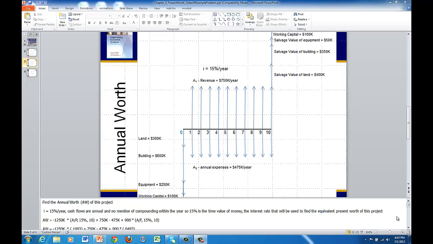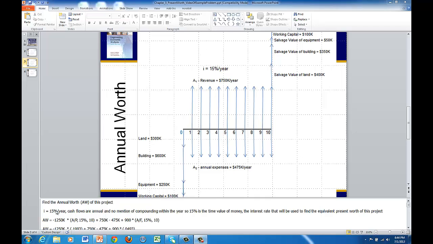Okay, we're continuing on with our prior example, but instead of solving it using present worth, we're going to go to what the third question was and solve this problem using annual worth. So we have our same cash flow diagram set up here.